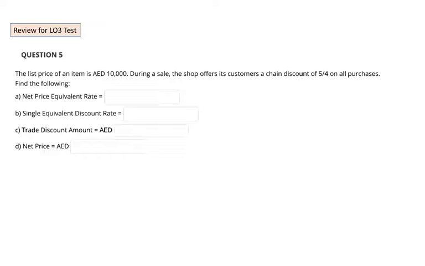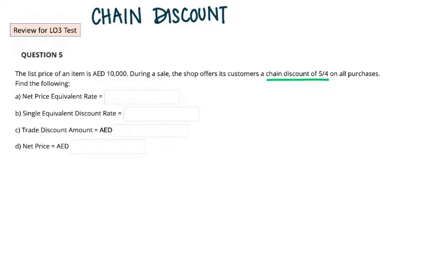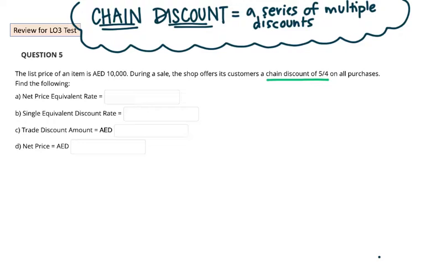Okay, this next question is all about chain discounts, which if you remember, a chain discount means the factory or the store is offering more than one discount when it's selling an item. So when it says there's a chain discount of 5/4, that means the first rate is 5% off, and then the second rate, we'll call it rate 2, is 4% off. Please remember, you cannot just add those. You cannot say, okay, that's 5 plus 4, 9% off. No, it's more complicated than that.